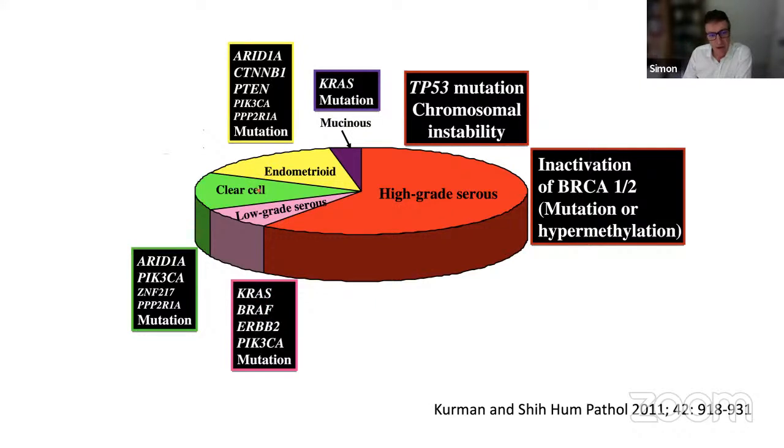Clear cell and endometrioid carcinomas, I'll expand on a bit later. They clearly share their origin from endometriosis in many cases, and they do have a similar spectrum of mutations within them, but it's emerging now that there are clear differences between these two types. And then finally, even primary mucinous carcinomas of the ovary often possess KRAS mutations similar to their GI counterparts, but I'll come back to that too.